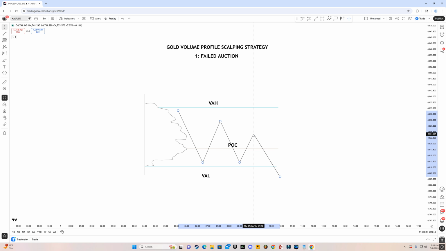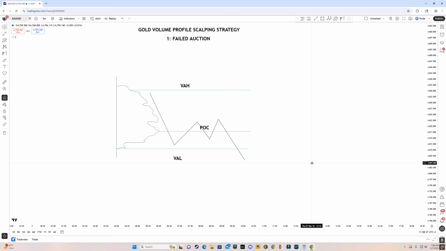And around the point of control, price will consolidate because this is a fair value, okay? This is like, a lot of volume here and no one is going to do anything. So for example, it's just going to consolidate most of the time around the point of control. But when price goes below the value area low or above the value area high, it is in a discovery mode. So there are two things that can happen.